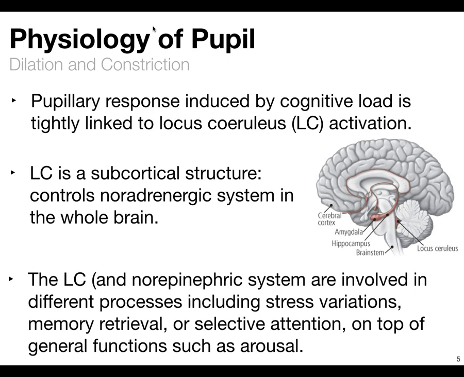Now, the actual control of those is controlled by this area here. This is what's called the locus coeruleus, or area LC. This area controls the noradrenergic system in the entire brain, but it's also highly involved with a lot of different psychological processes, in particular things like stress, memory, selective attention, and general arousal, all of which seem to cause activation. In animal studies, they've shown that those sorts of stimuli or psychological processes will cause activation of this area LC, which in turn links to the pupillary response. So it's really this area LC that is responsible for a lot of the change that we observe in pupil size as a function of psychology.